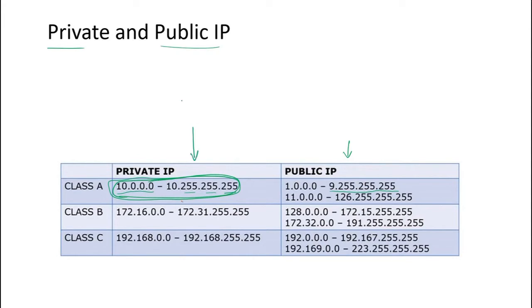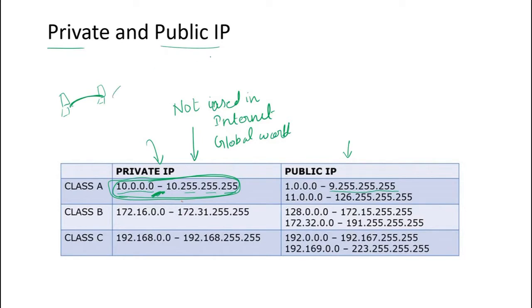and these private IP addresses are not used in the internet. In fact, I should say in the global world. If you want to use these IP addresses in your home, you can assign one of the IP addresses from this range to your laptop, and you can communicate with another laptop in your home. They can communicate to each other, but you cannot use an IP address from this range to communicate to the internet.